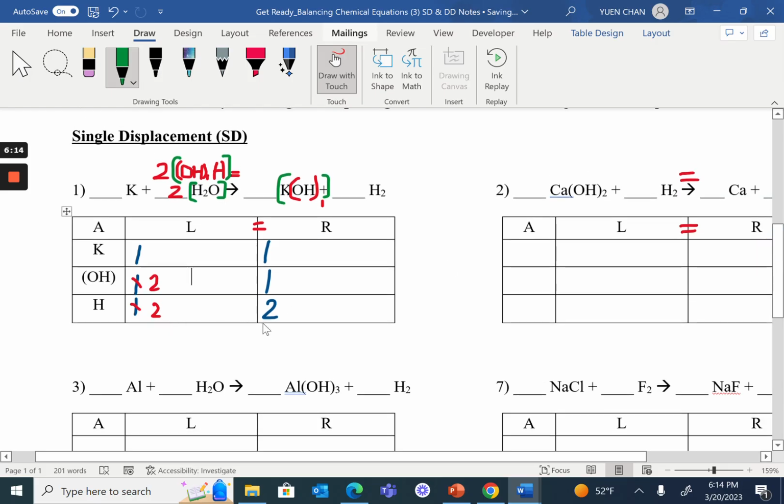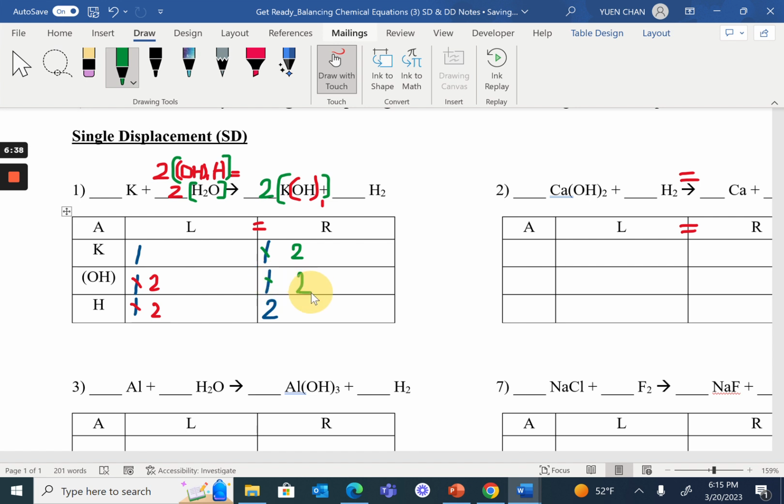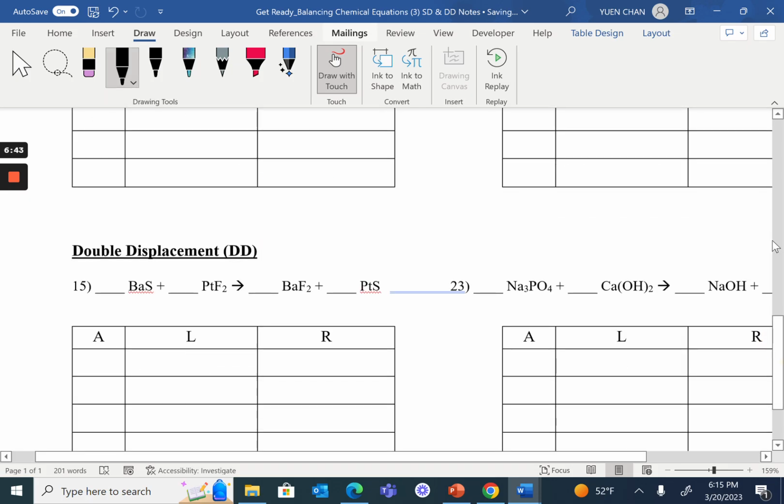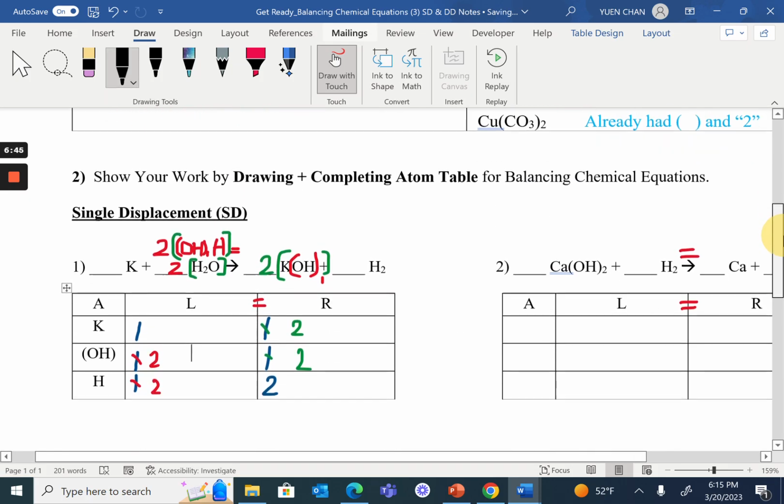my H is balanced, but my OH now is no more balanced. So I have to change my OH on the right hand side to be 2 by putting a 2 in front of KOH. So since I put a bracket, I'm not just changing the K, I'm not just changing the OH, I also change the K. So I will change the K to be 2 and also change the OH to be 2. Okay, now you can see that everything is balanced except the K is not balanced.